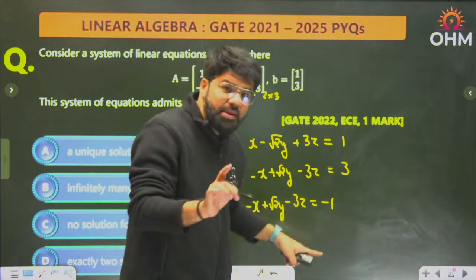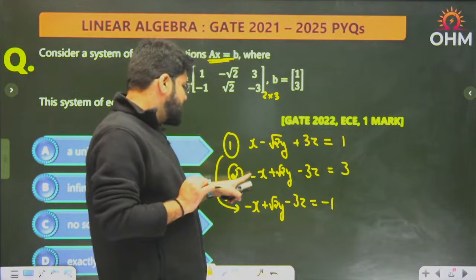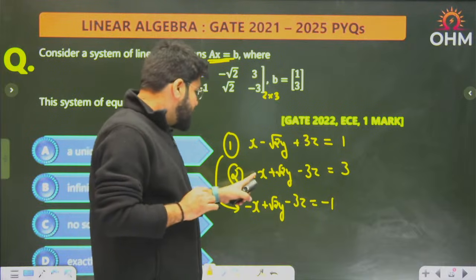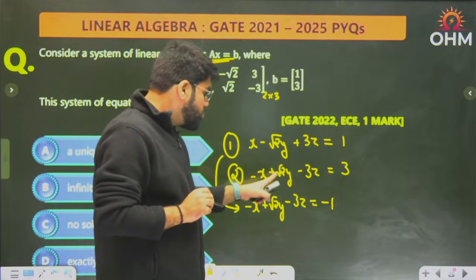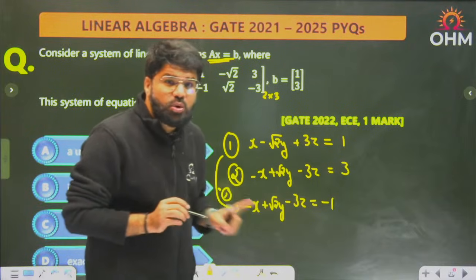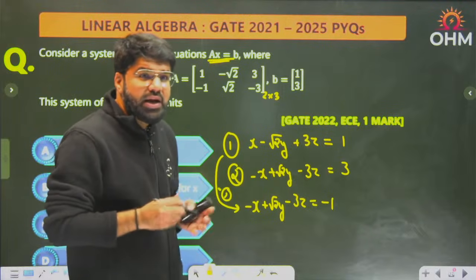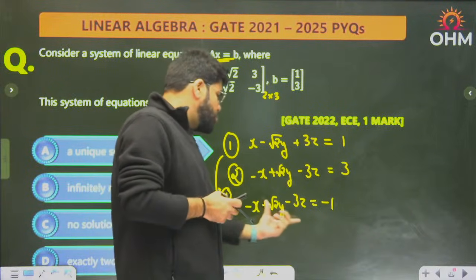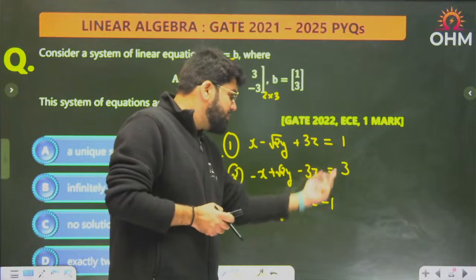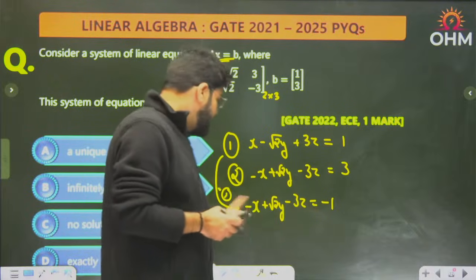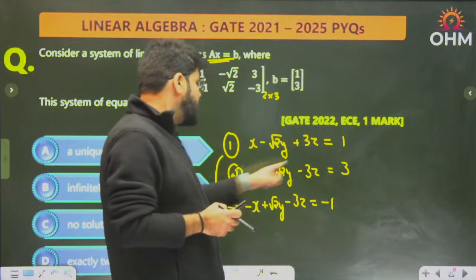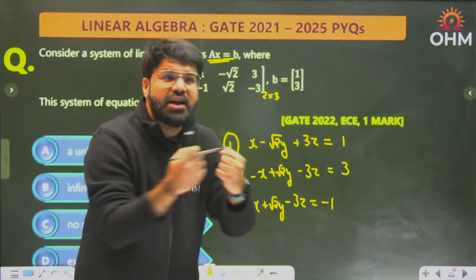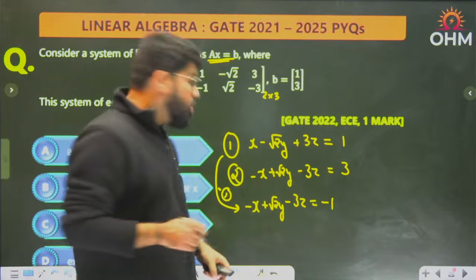But the second equation says that minus x plus root 2y minus 3z is 3. That is what I mean by contradiction. Who is right? Whether it is 3, whether it is minus 1. According to equation 1, it should be minus 1. According to equation 2, it should be 3. It's like a clash, like a fight. Contradiction.